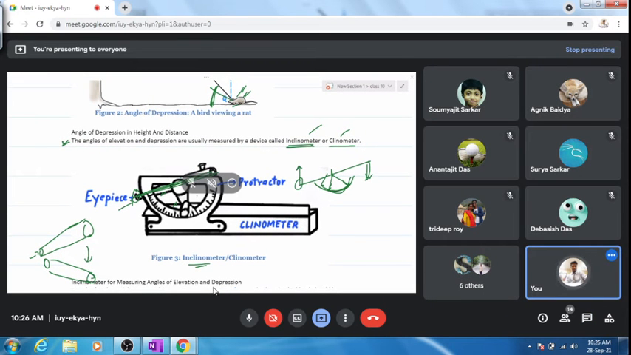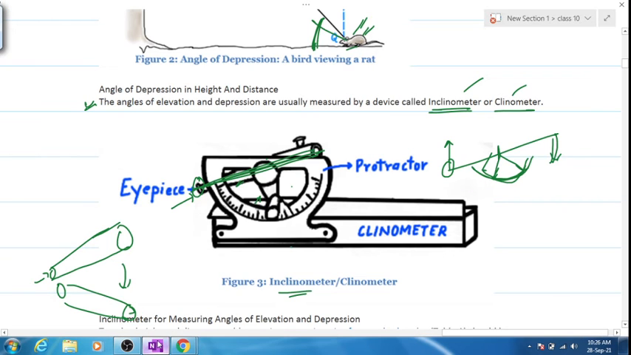Tridi, Padantajit, Surya, Devashish, Sheel. Don't have to copy this figure. Just write this. That it's measured with inclinometer or clinometer.